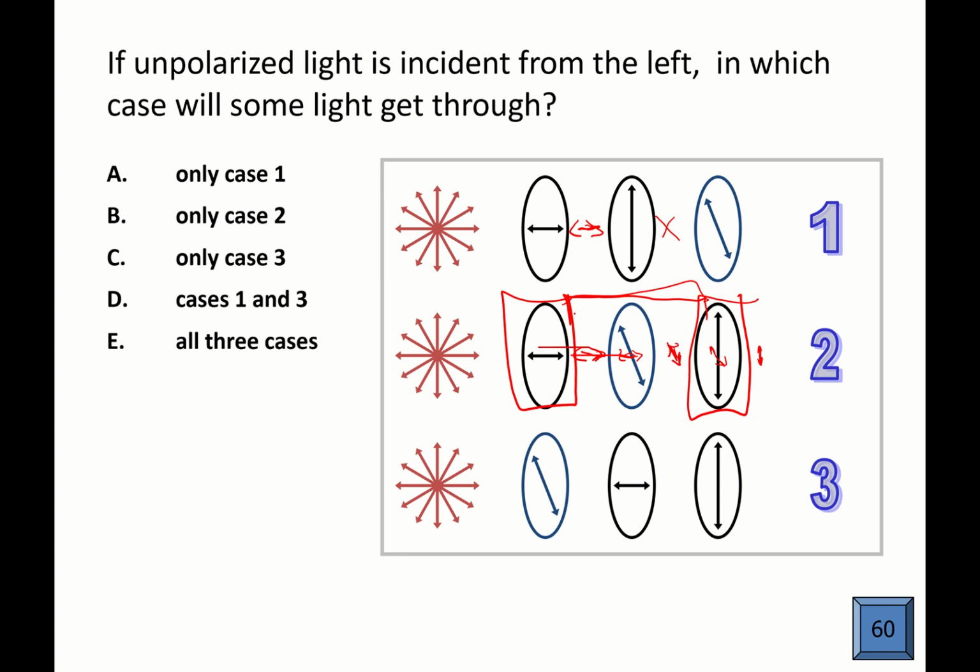So if I put a third polarizer in between two crossed polarizers and I rotate it slightly, then I can get different intensities of light coming out. But if I have the two crossed polarizers one right after the other, then no light will get through.